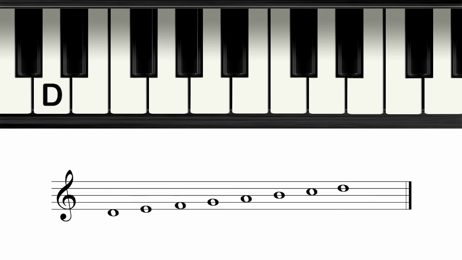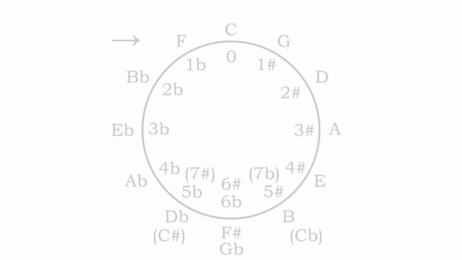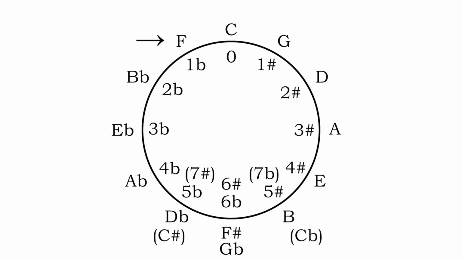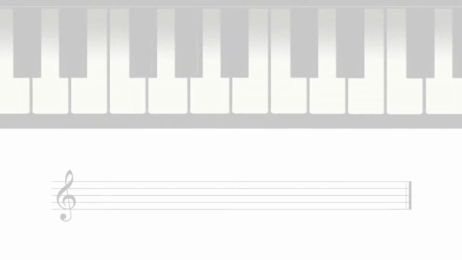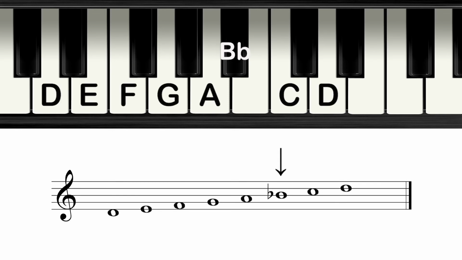D minor. Go up 3 half steps from the note D to the note F. So D minor is the relative minor of F major. F major has one flat, which is B flat. So D minor has a B flat.